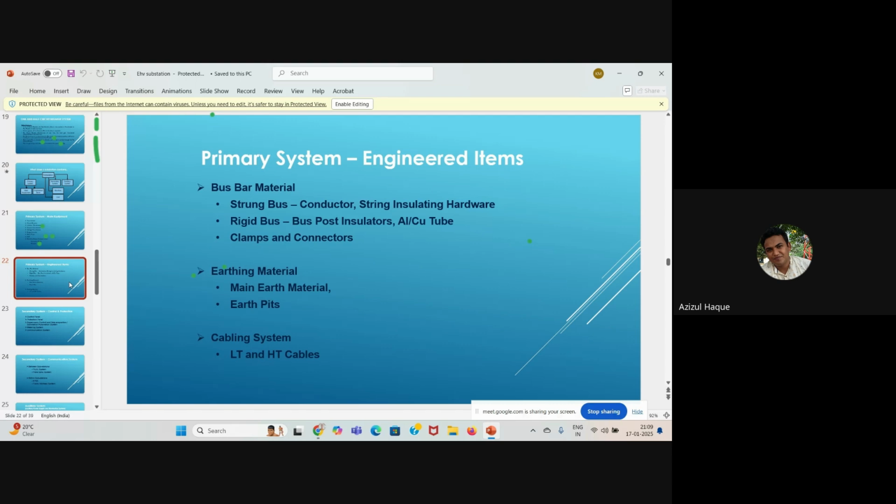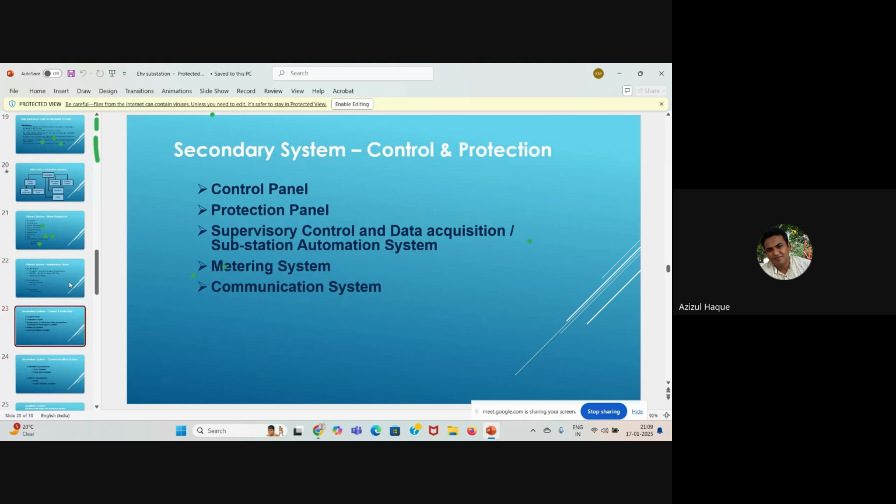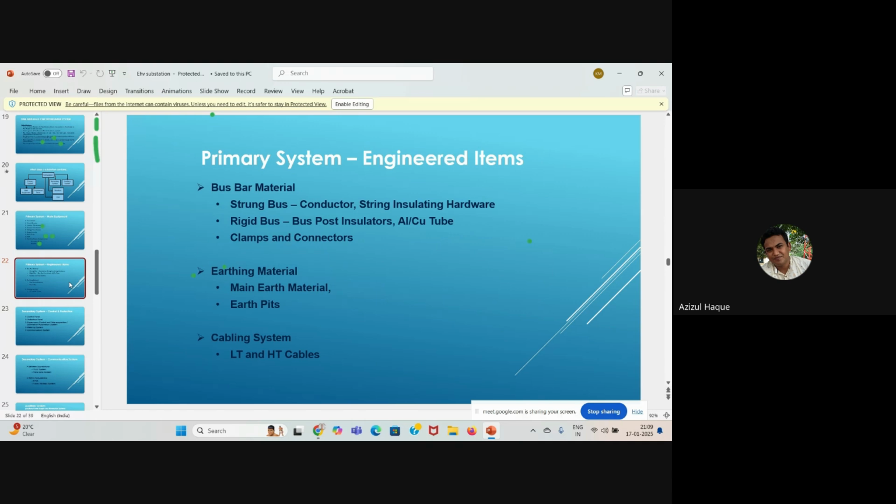Next is earthing material. You know, the earthing system is a very important system. This is a safety measure. Safety of the personnel and equipment has to be ensured. For that, you have read that touch potential, step potential, all that has to be maintained so that everybody remains safe. So for this, we have to design the earthing system.